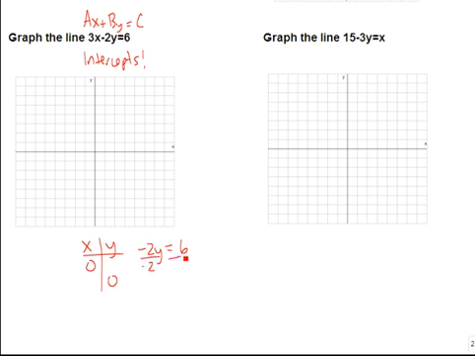This is going to force, if I divide through by -2, it forces y to be -3. So that, remember, is your y-intercept. (0, -3) is my y-intercept, where x was 0.